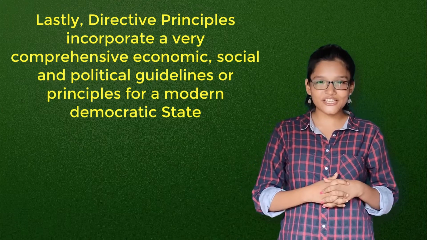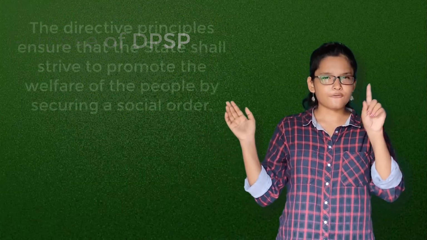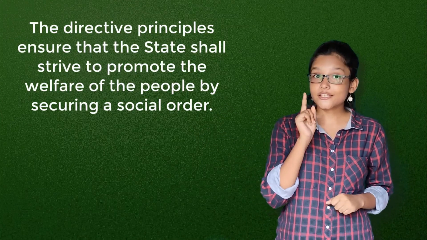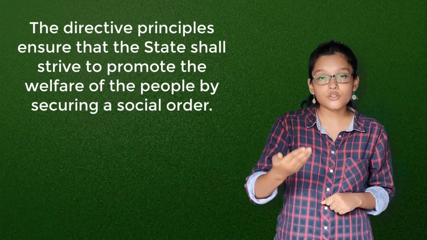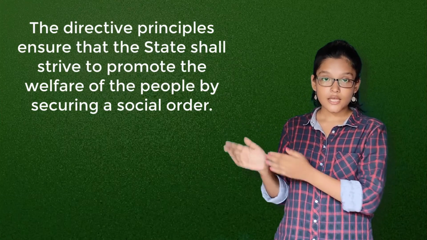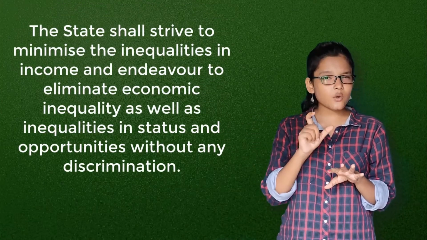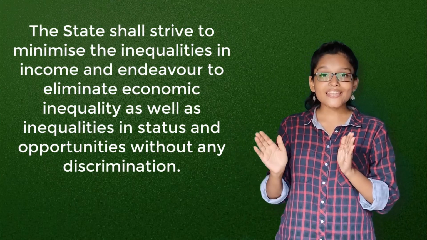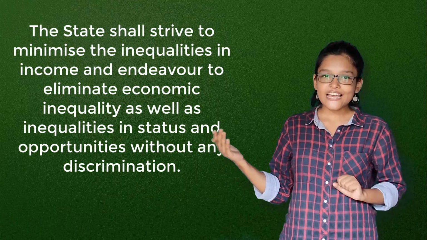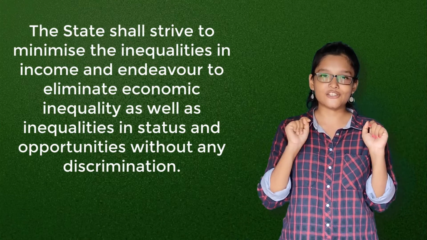Now moving on to another topic, that is purpose of directive principles. The first purpose of directive principles is to ensure that the state shall strive to promote the welfare of the people by securing a social order. Second, the state shall strive to minimize the inequalities in income and endeavor to eliminate economic inequalities as well as inequalities in status and opportunities without any discrimination.